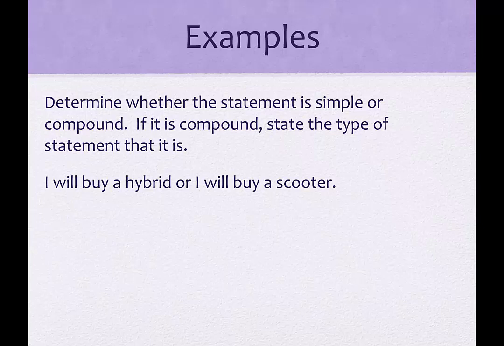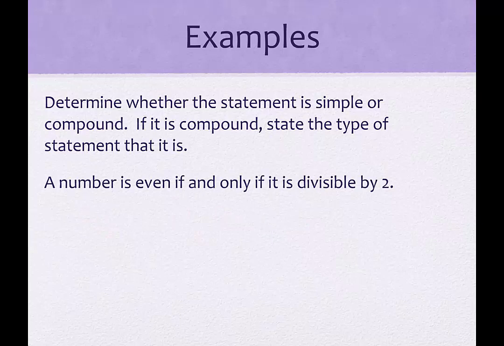I will buy a hybrid or I will buy a scooter. This one is a compound. And what kind of compound statement is it? It is a disjunction. How do we know it's a disjunction? Because it has the word "or". So we see "or", and we can separate the two. I will buy a hybrid; that's one. I will buy a scooter. Or actually, we're going to get rid of that "will": I buy a hybrid, I buy a scooter would be the two simple statements. So this is a compound disjunction.